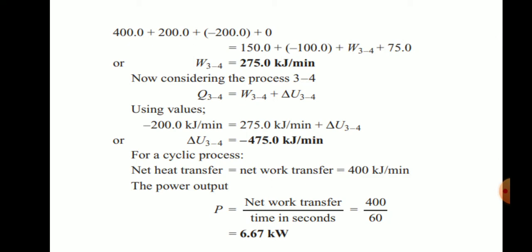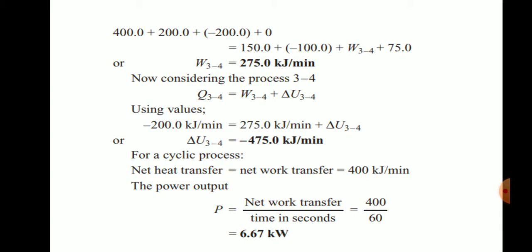Then now we go to process 3 to 4 and write the formula Q3 to 4 equals W3 to 4 plus delta U3 to 4. Now we determined the W3 to 4 value, and they are giving the Q3 to 4 value. Substitute those values and we can easily find the delta U3 to 4. Here we get minus 475 kilojoules per minute. The first question is over.